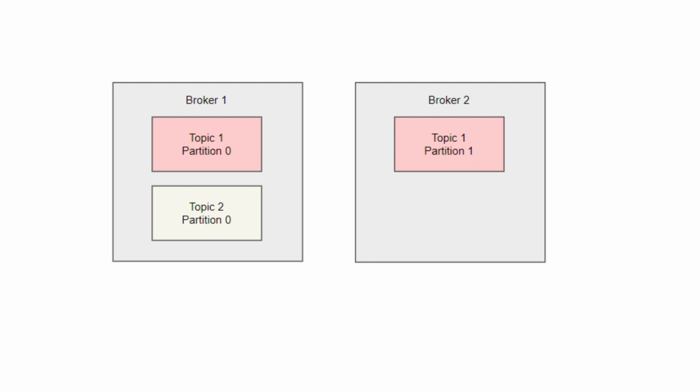Now here, let's say we have 2 brokers and we have created 2 topics. One topic has 2 partitions, one topic has only 1 partition. In that case, what is going to happen is topic 1, which has 2 partitions, will be created both in broker 1 and broker 2. Whereas topic 2, which has only 1 partition, will be created in one of the brokers.